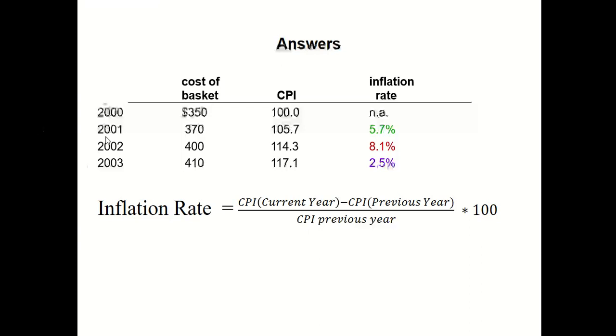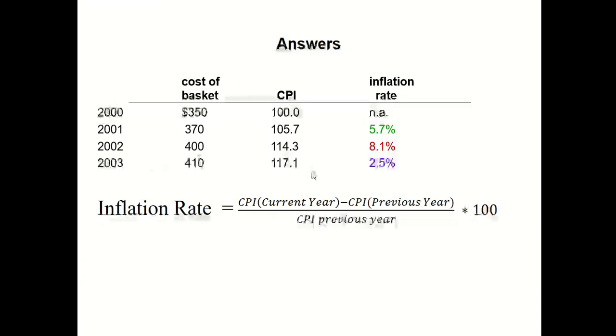Now coming towards year 2001, the cost of basket for current period is 370 divided by cost of basket in base period, that is 350. So 350 is now considered as base period's cost of basket. So 370 divided by 350 multiplied by 100, we get 105.7 as CPI of year 2001.